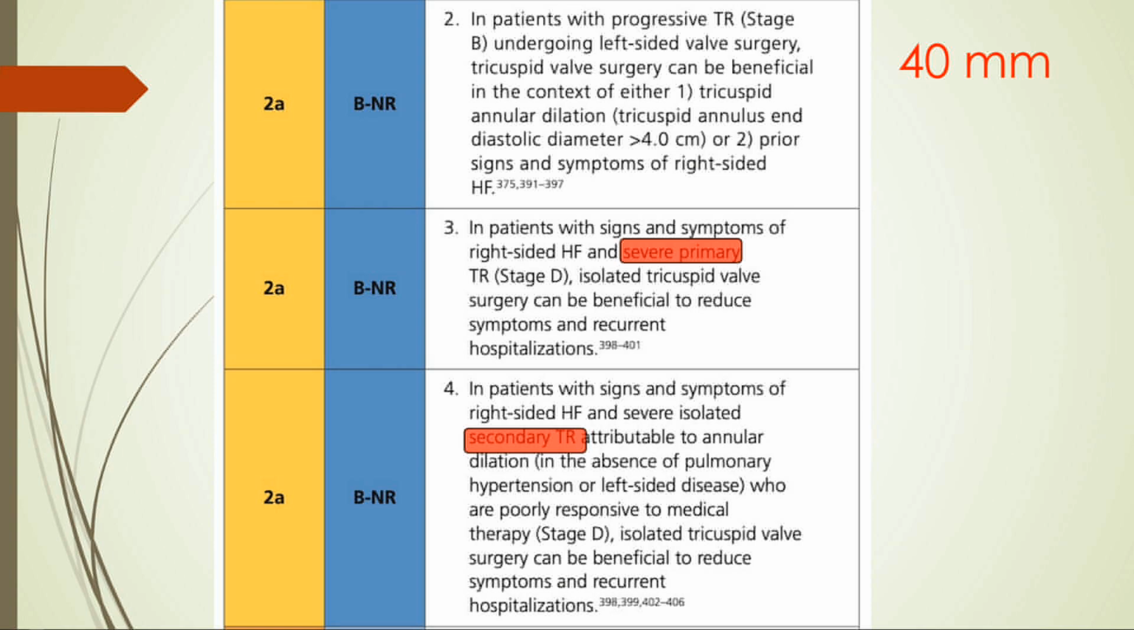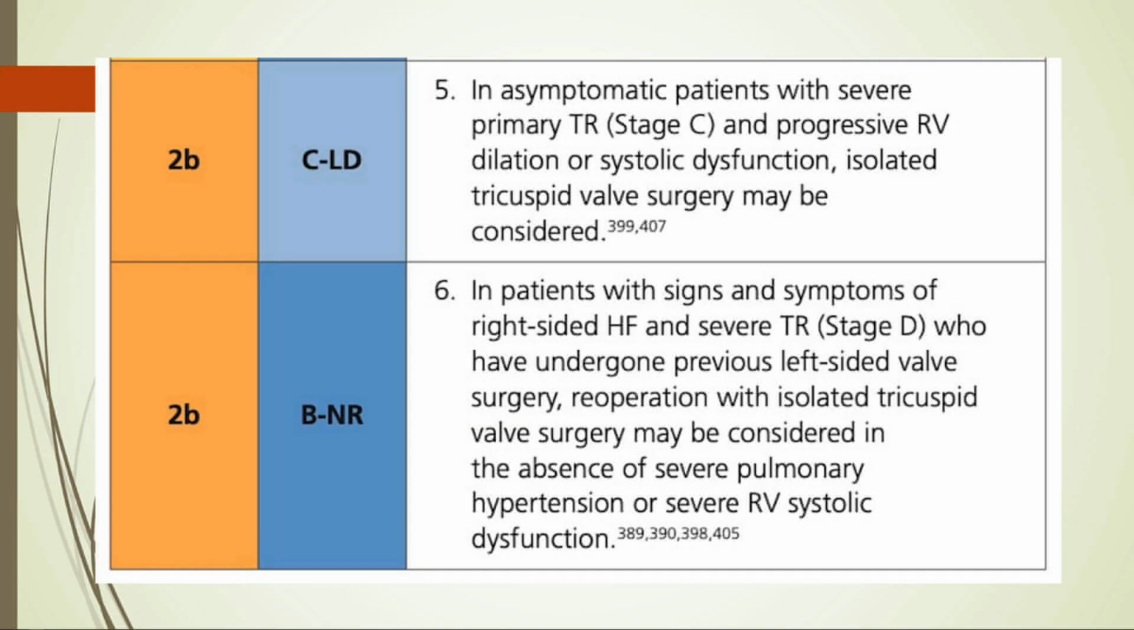And the same type of patients with right-sided heart failure and severe isolated secondary TR with no other attribute, where annular dilatation would be present and a poor medical therapeutic response, stage D. If we bring the indications further along to asymptomatic patients with primary TR and progressive RV dilatation or systolic dysfunction, we go down in the classification to class 2B, and the same for right-sided heart failure with severe tricuspid regurgitation who previously had left-sided heart surgery, so we're talking about redo cases.